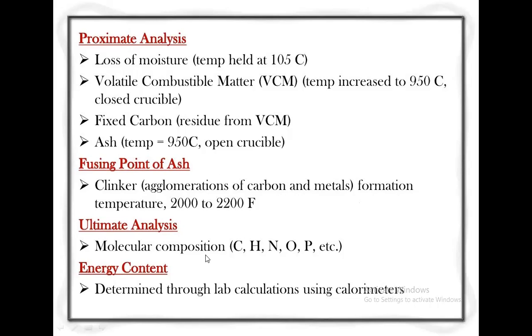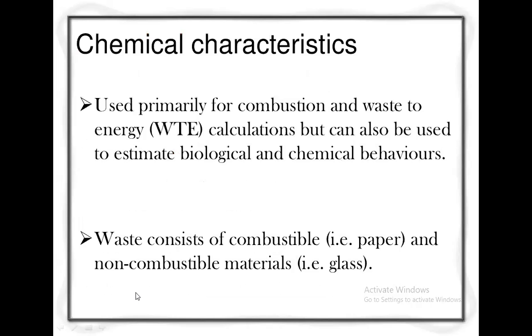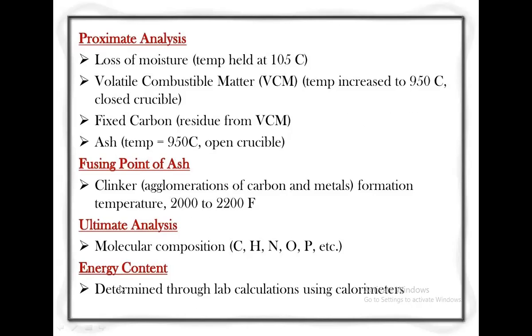For the type of waste, the energy content is determined through lab calculation using a calorimeter. The energy content is determined. In the laboratories, the energy content is determined using a calorimeter. Agglomeration means the collection or mixture, the combination of carbon and metals.